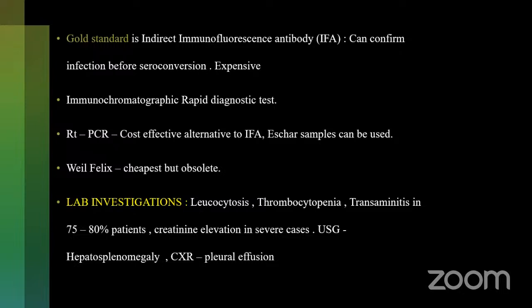On lab investigation, there are certain characteristic findings like leukocytosis, thrombocytopenia, and transaminitis. Transaminitis is seen in almost 75 to 80% of the patients. And patients who develop AKI in severe cases can have creatinine elevation. USG at this point can show hepatosplenomegaly, and chest X-ray can reveal pleural effusion.